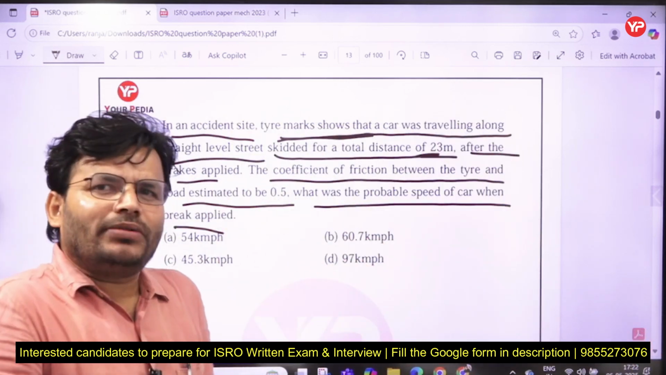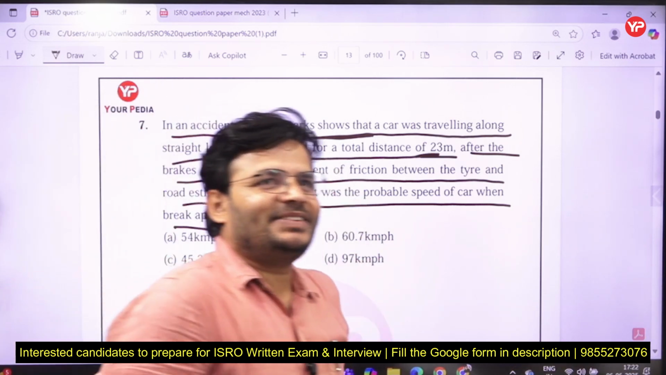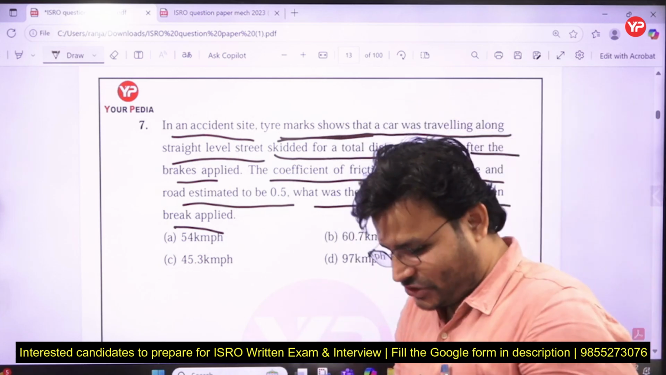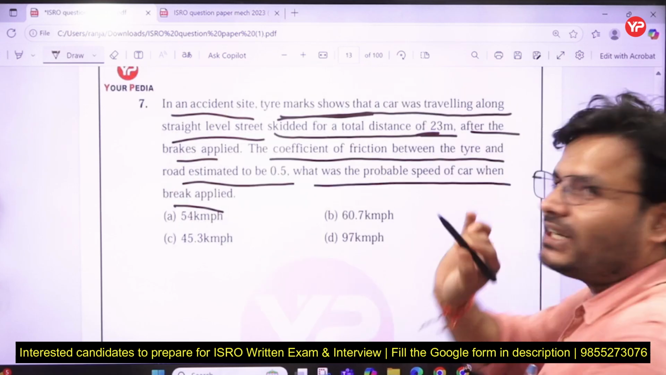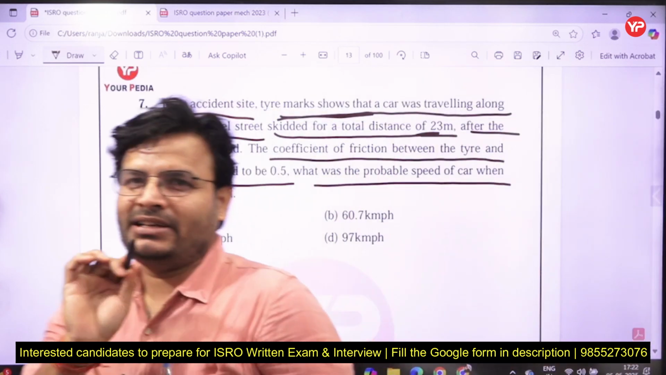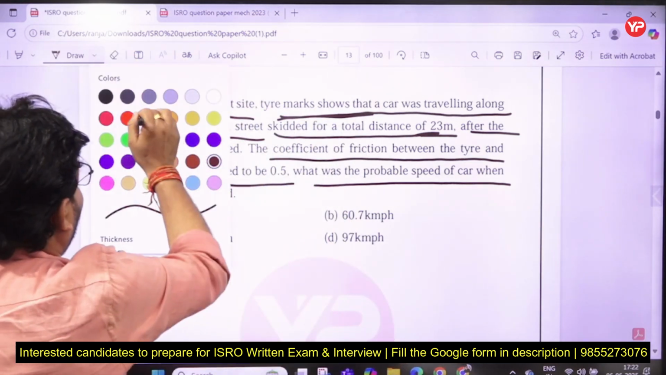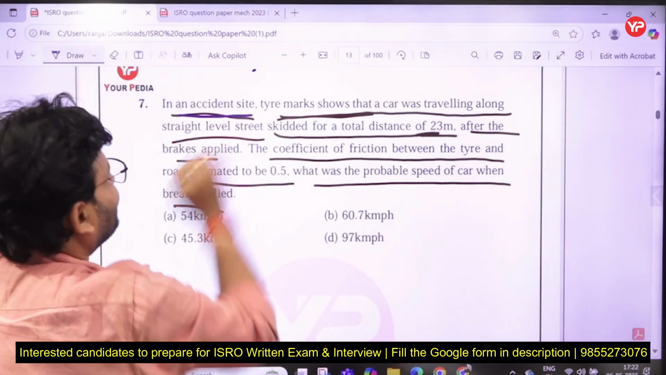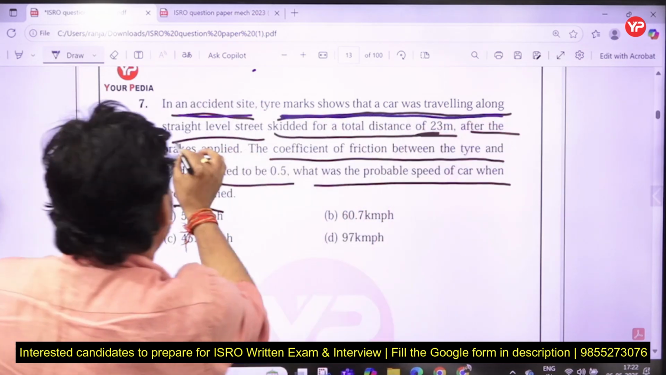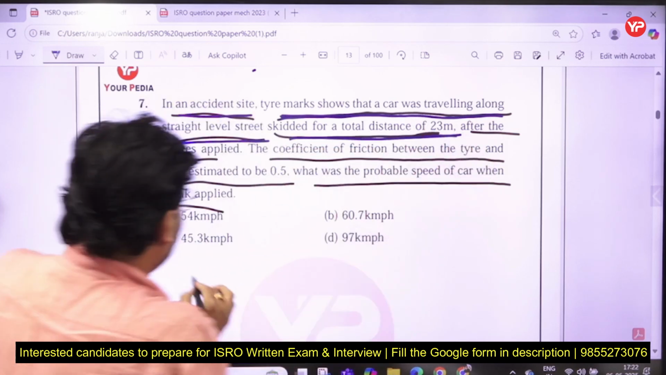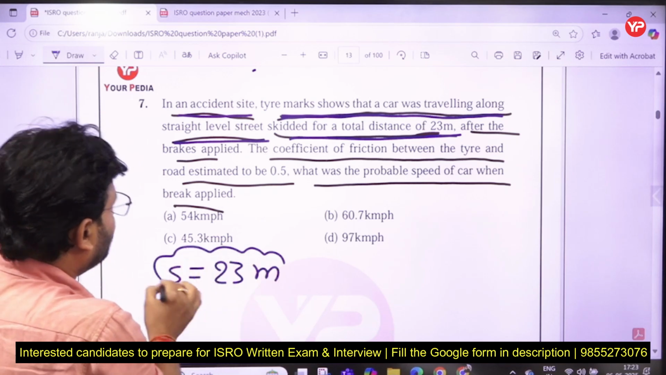How can you do it, my dear friends? Anybody can tell me what will be the answer? Can you try? Okay, see the question. Just listen, first don't leave the question, write the data, then start thinking. Rather than leaving the question, write all the data. What is the given data, sir? In the question, at the accident site, the tire marks show the car was traveling along a straight level street and skid for a total distance of 23 meters. So after application of the brake, how much meter is it going to move? Sir, it is going to move 23 meter.